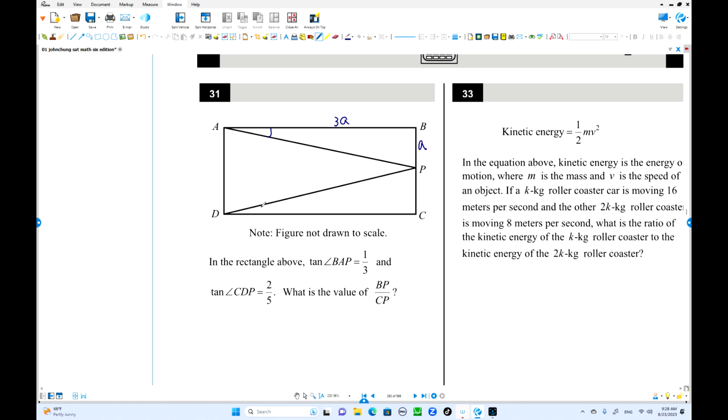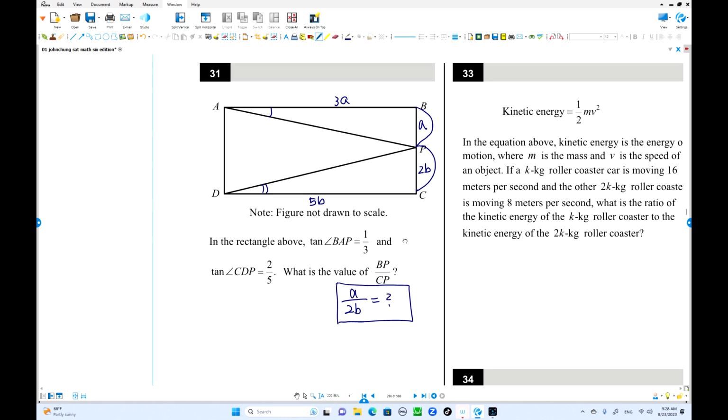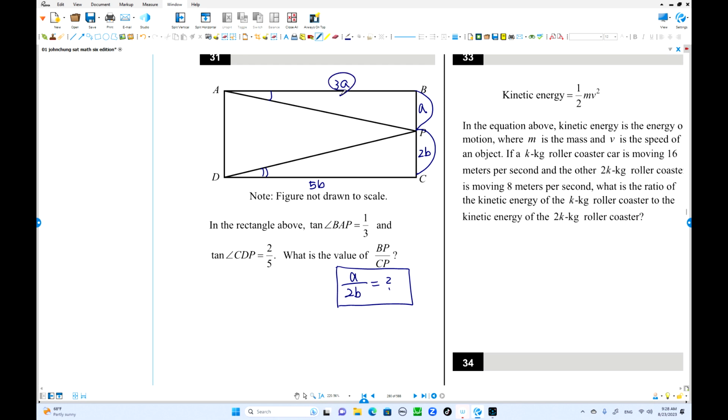Tangent of angle CDP, this angle, is 2 over 5. If this is 2B, this is 5B. So we're going to find BP over PC. BP over PC is what? A over 2B. We're going to find this ratio. We need to write a relation between A and B. This opposite side equals 3A, which equals 5B.